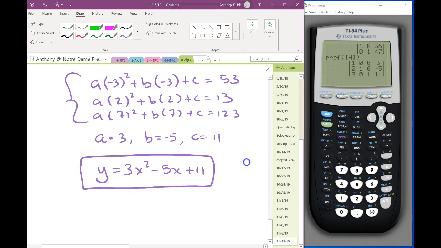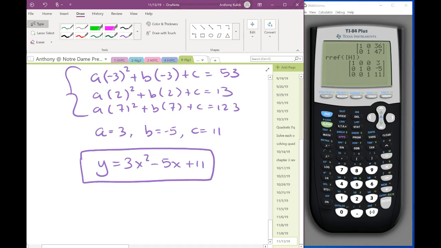So if I look at the first row, that's 1003, right? That says 1x plus 0y plus 0z is equal to 3. So 0 times y is 0. 0 times z is 0. 1 times x is x. X plus 0 is just x equals 3. And I can do the same thing for each of the 3 rows.